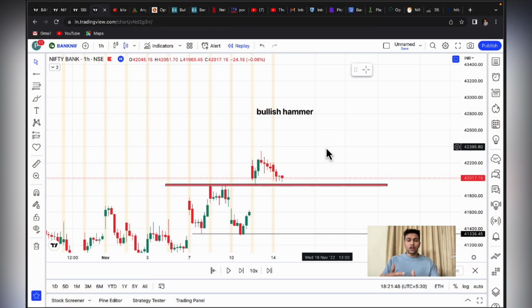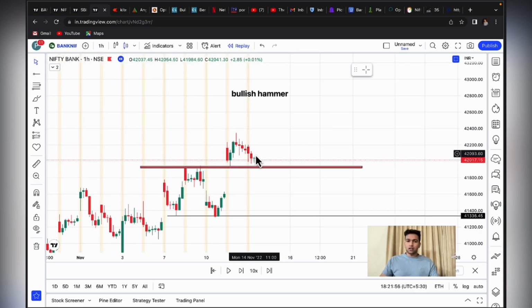So let's get started. Now we are looking at an example of a bullish hammer on a chart of Bank Nifty on an hourly time frame. Here we find a bullish hammer which is found at a support. So how is this a support? This resistance broken turned into a support. So let's see how the price reacts.